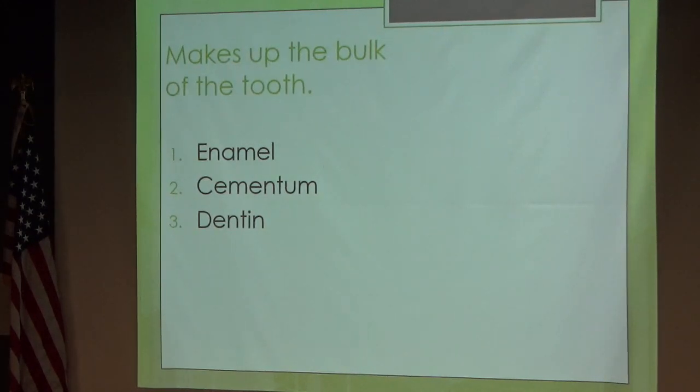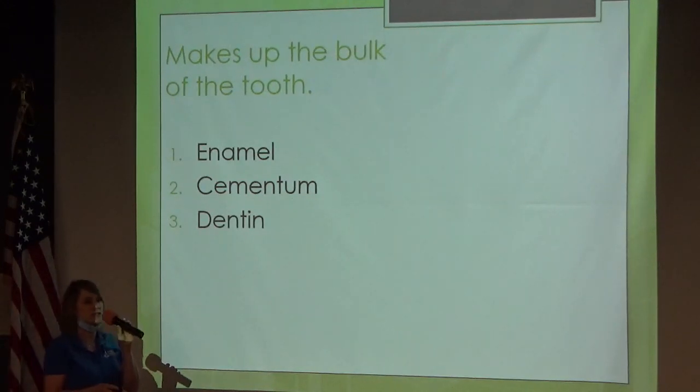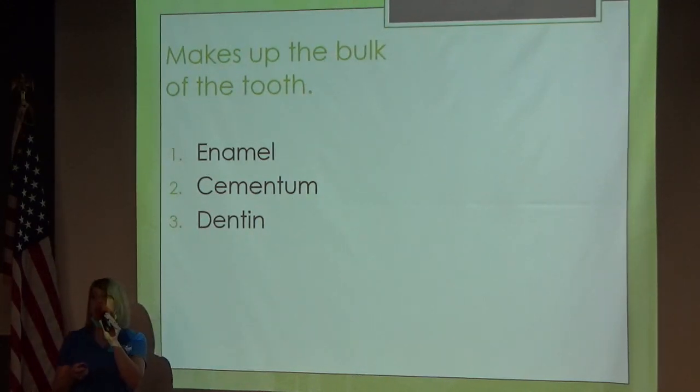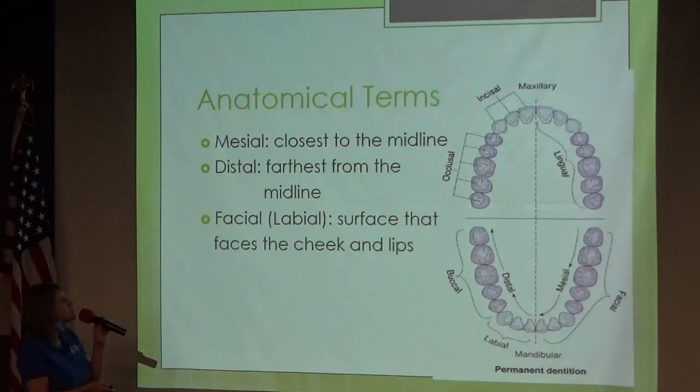Okay, so for this one, the answer is dentin. So the tooth tissue that makes up the bulk of the tooth is dentin. Okay, now close that. Okay, so remember, that's likely going to be a test question. So just remember the bulk of the tooth is made up of dentin.